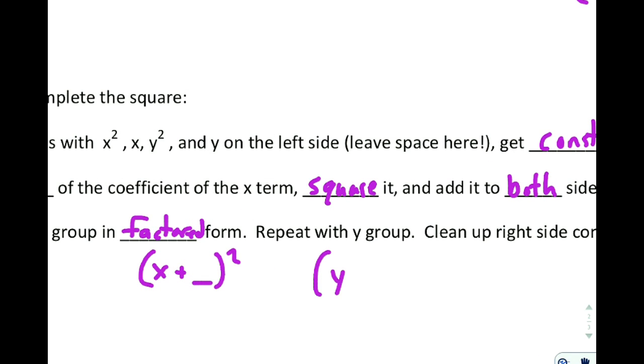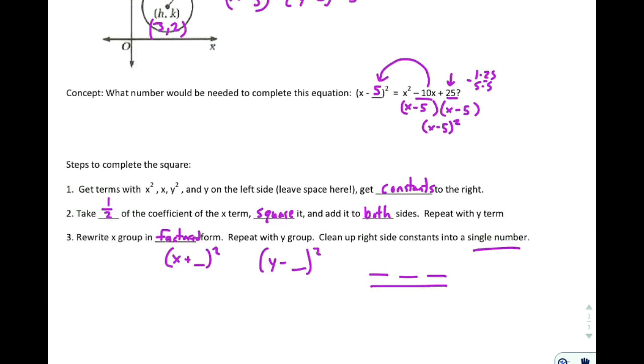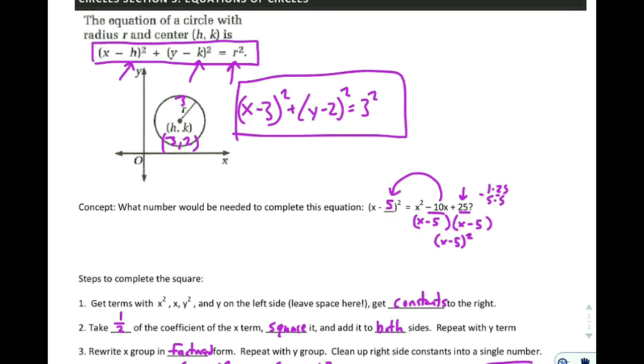So it'll be (y maybe minus something) squared. And on the right side, we're going to end up having three numbers. Our original number, and then we added something to both sides for the x's, we added something to both sides for the y's, and we add that all up and we clean it up into a single number. And when you do that, you have completed the square. It will leave you with a formula that looks something like this one we have up here, where it's easy to find the center and radius of our circle.